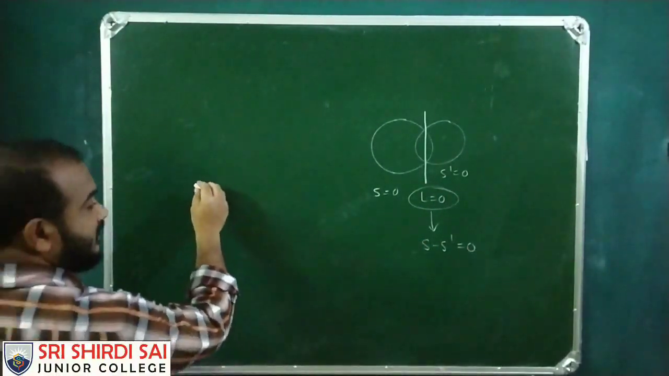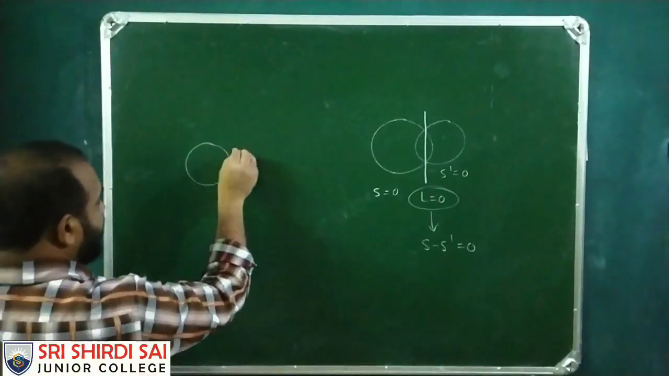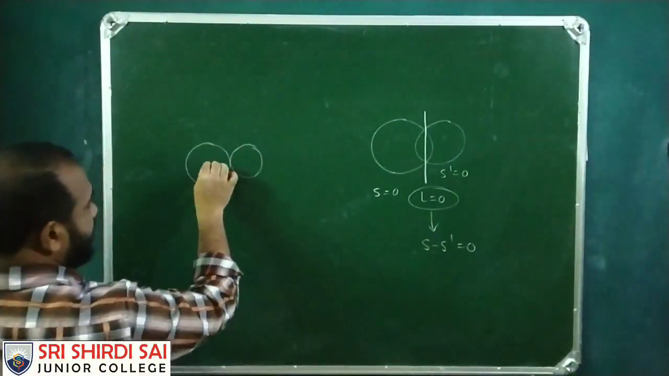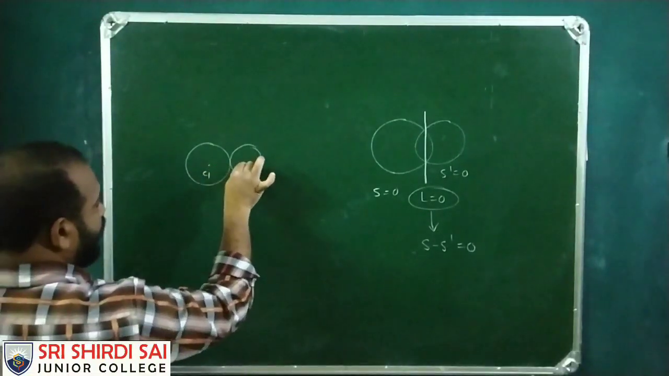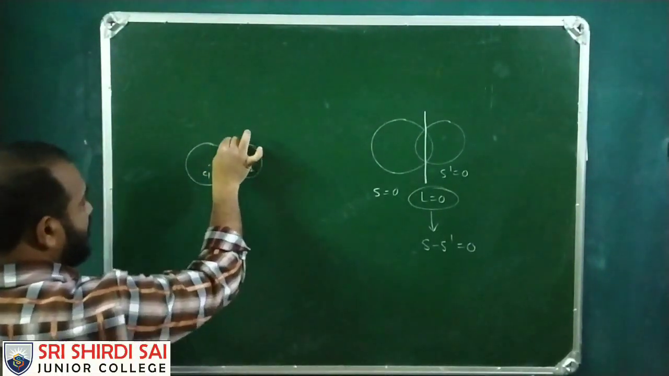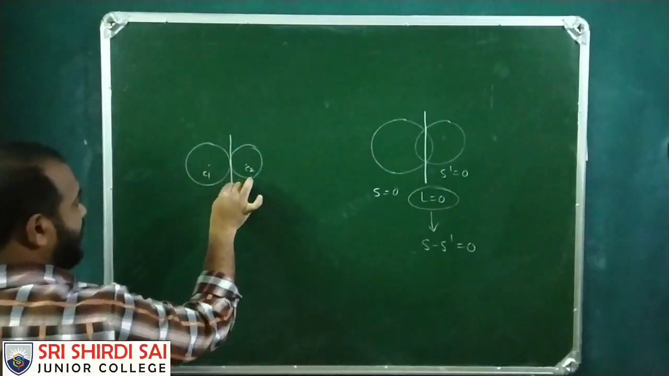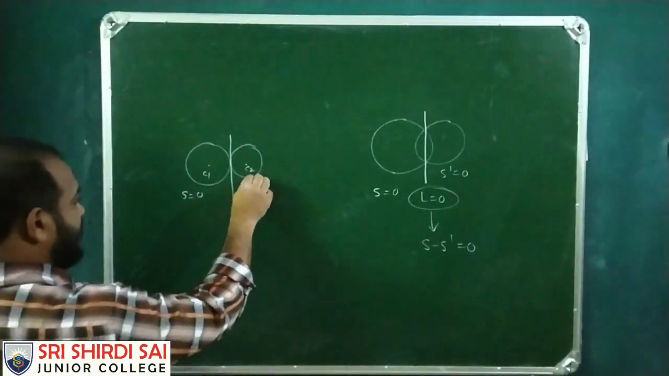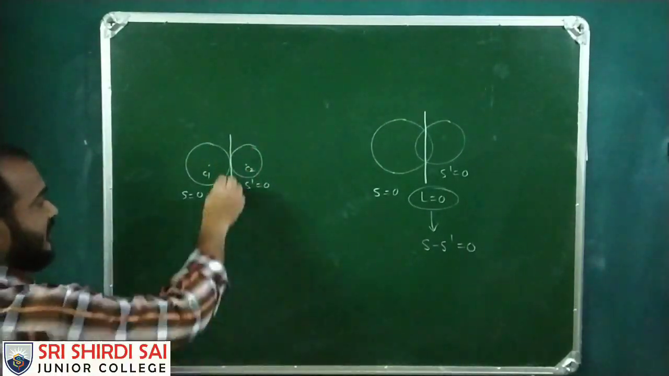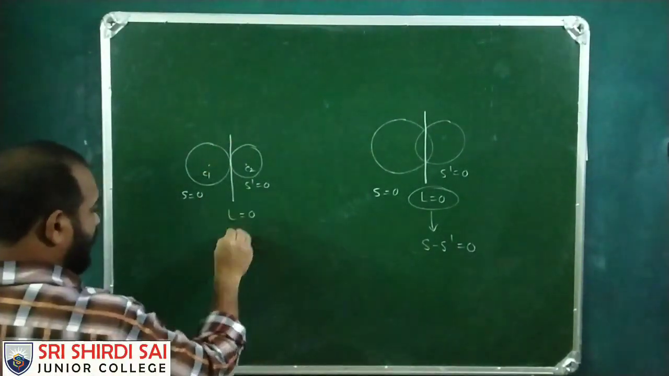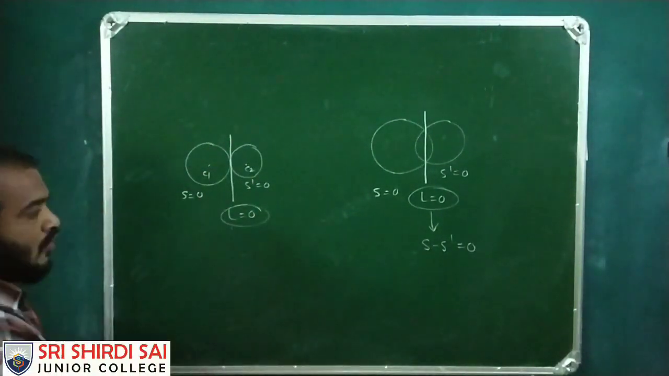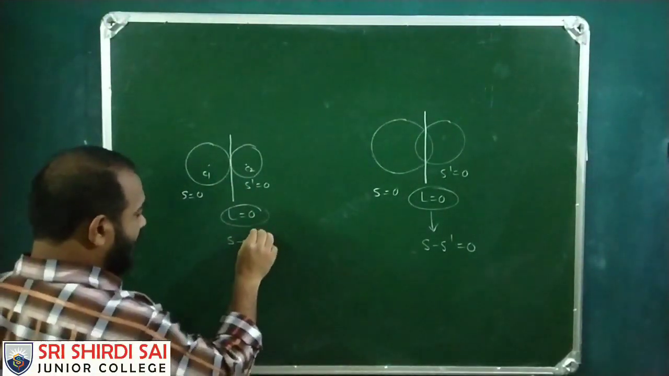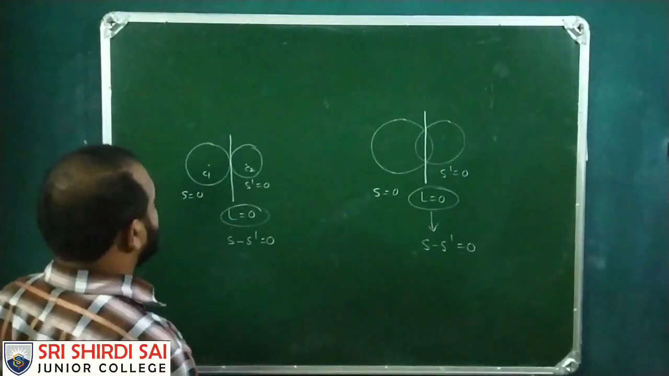So likewise, if two circles are touching each other like this, so C1, C2 being the centers of them, then this is the common tangent. So S equals 0, S dash equals 0. Then this line L equals 0 is the common tangent of these two circles, and L equals 0 is the result of S minus S dash equals 0.